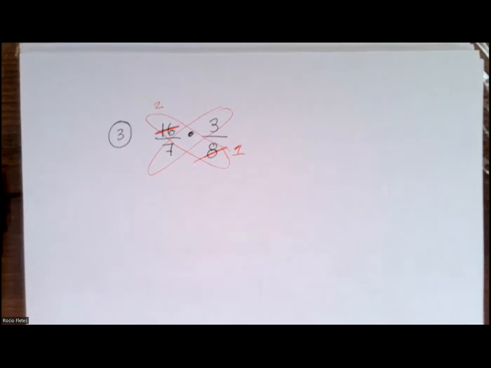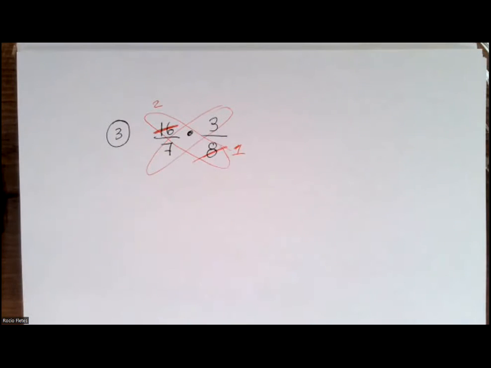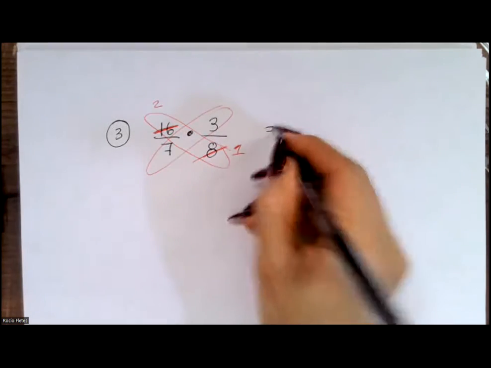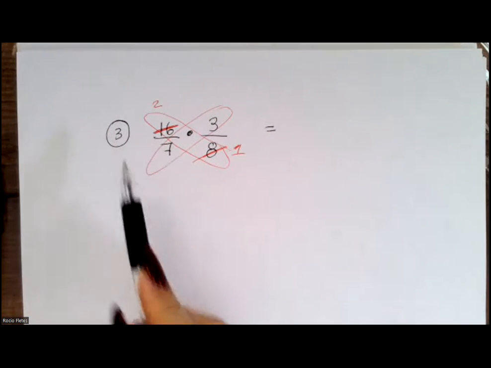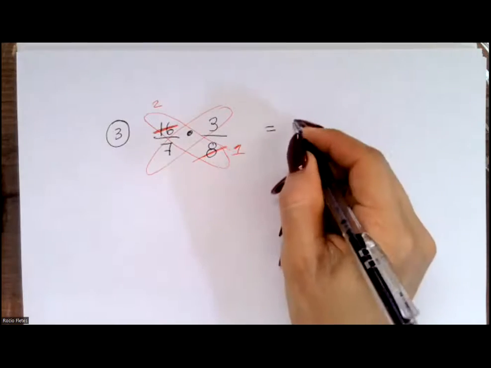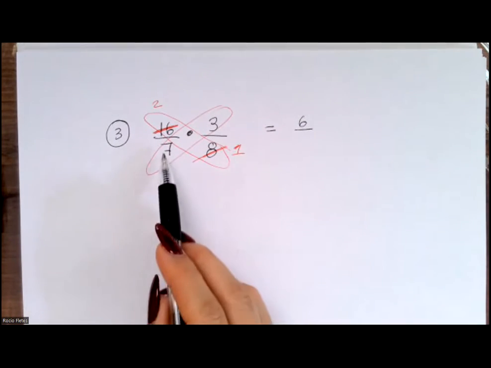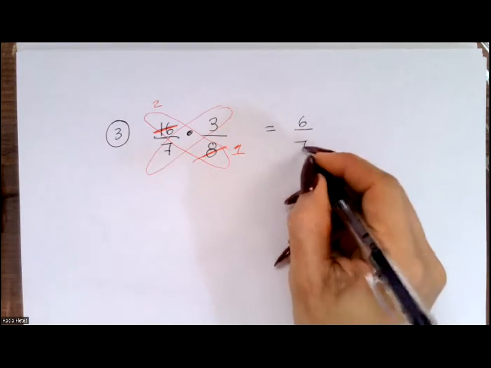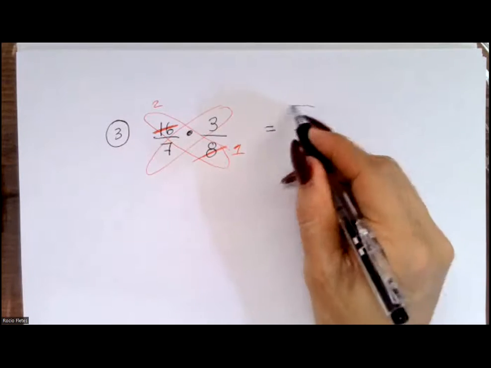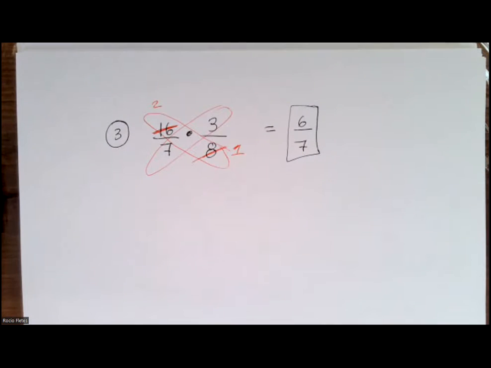You try the same thing with 3 and 7, but both of those are prime numbers, so they don't have any common factors. So that's it. We need to multiply now. You multiply the numerators, 2 times 3 is 6, and then 7 times 1 is 7. In one step, you're done, and you have the fraction already reduced to lowest terms.